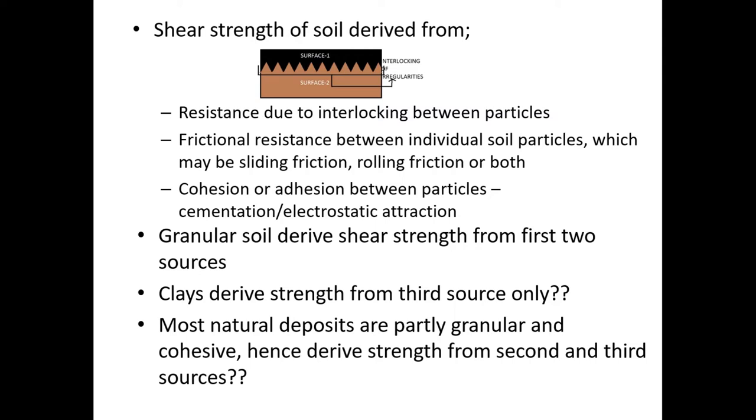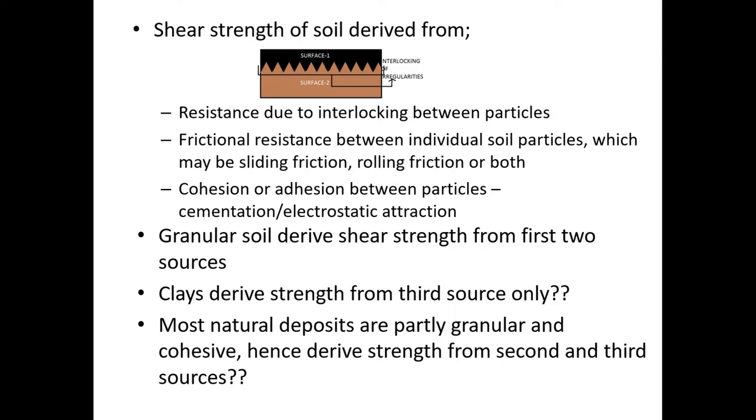So shear strength of the soil is derived from resistance due to this interlocking between the particles. Then frictional resistance between those individual soil particles. It can be sliding friction, rolling friction, or both. So one is due to interlocking. Another one is due to the frictional resistance that prevents it from sliding or rolling over each other. And the last one is cohesion or adhesion between the particles. That is cementation or electrostatic attraction. We saw for all those clay minerals, you had some unbalanced electrons at the surfaces, isn't it? So there can be some electrostatic attraction between each other, which causes some cementation between different clay mineral particles, right? So soil gets its shear strength due to these three phenomena.